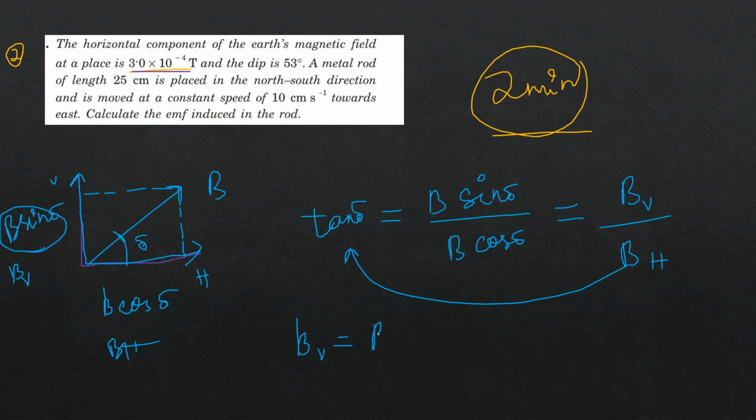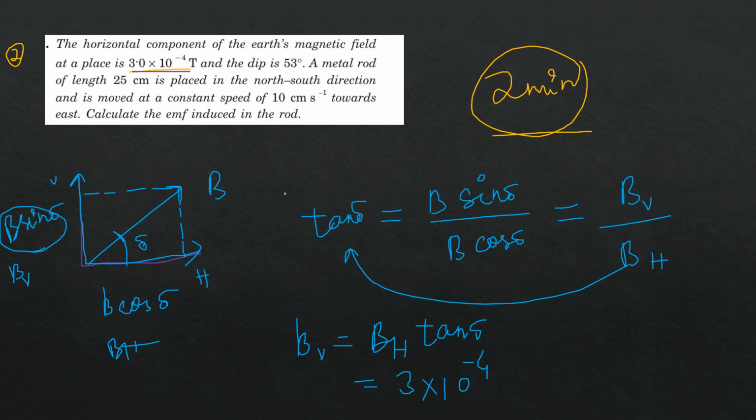BV is equal to BH tan delta. Okay, so we have been given the horizontal component, that is 3 into 10 to the power minus 4.